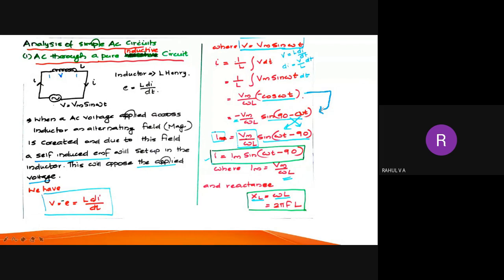So again there is a minus sign. In order to cancel that minus sign, I am reversing it: 90 minus theta becomes theta minus 90. So now the formula is I is equal to Vm divided by omega L, sin omega t minus 90.